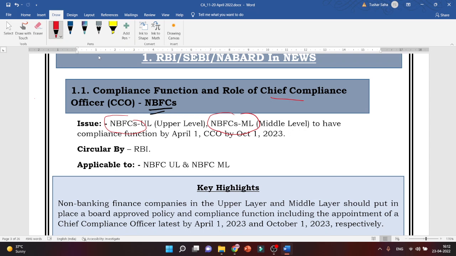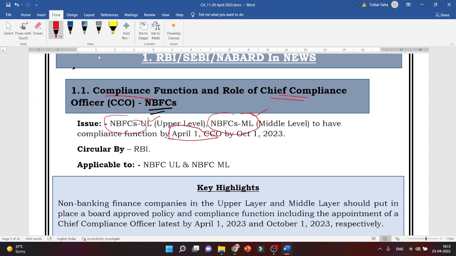So RBI has given the guidelines for the role of Chief Compliance Officer in the NBFC upper level and the NBFC middle level, first thing, and the compliance function, means how that department would function as a whole. I hope this is clear, right? So the important thing again to note here from the MCQ perspective is that the compliance function guideline is to be effective from 1st of April. The second thing is the Chief Compliance Officer.